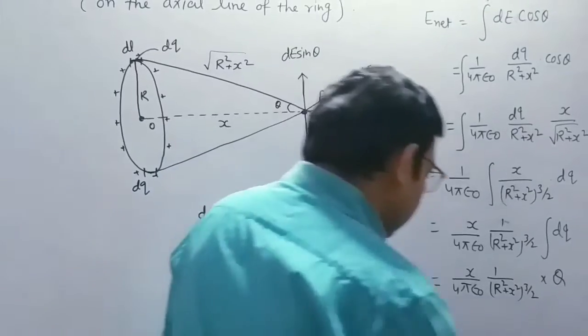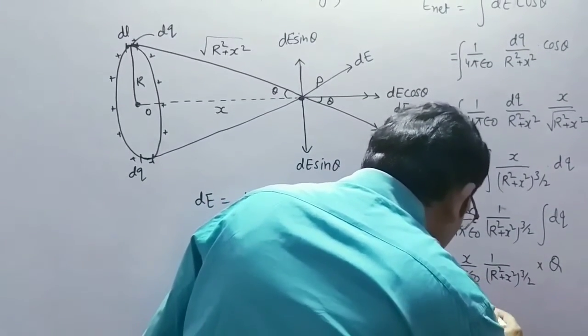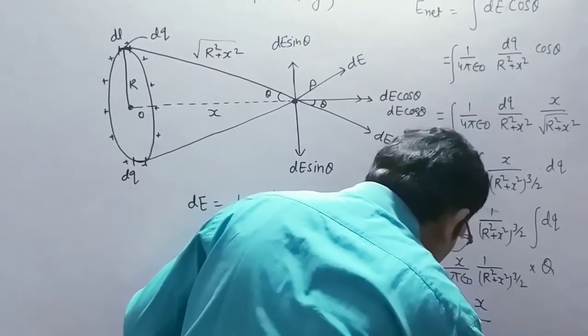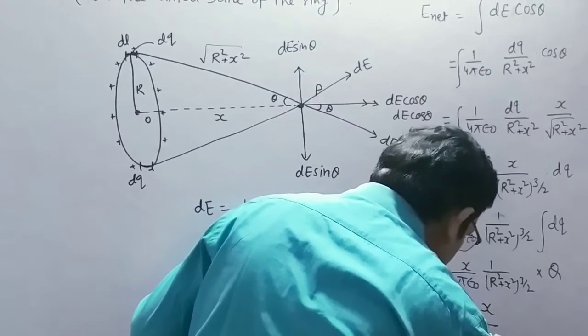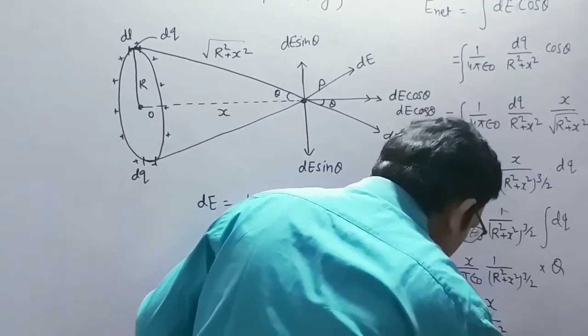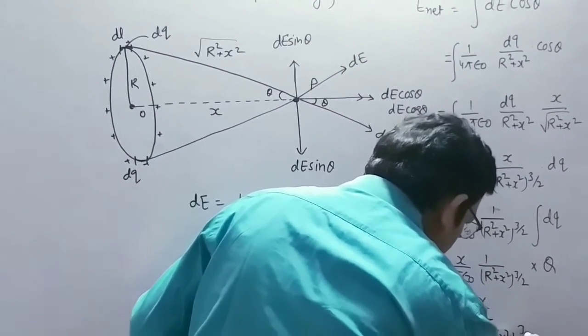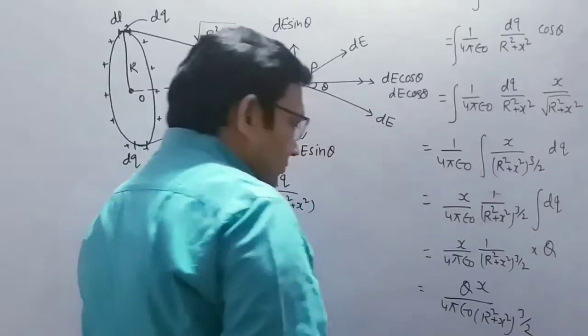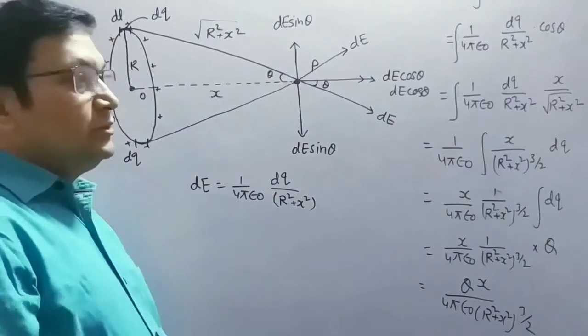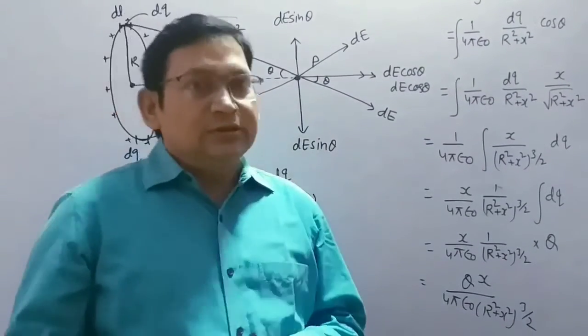So finally the expression is qx by 4 pi epsilon, r square plus x square to the power 3 by 2. So that is the electric field intensity on the axial line of the ring.